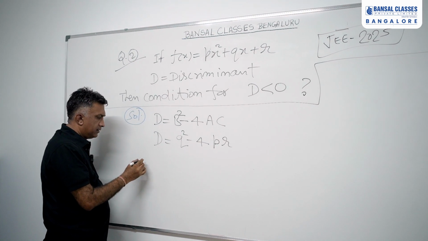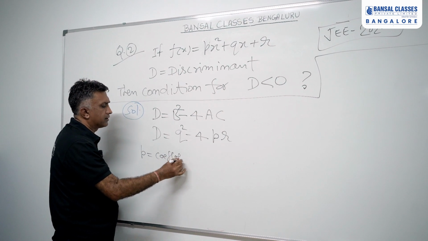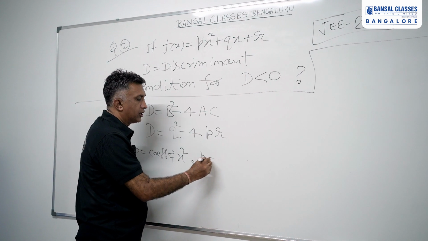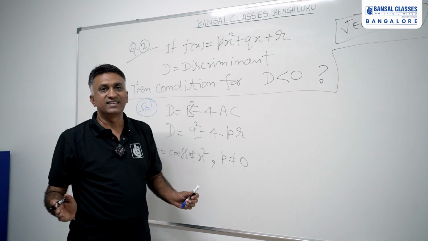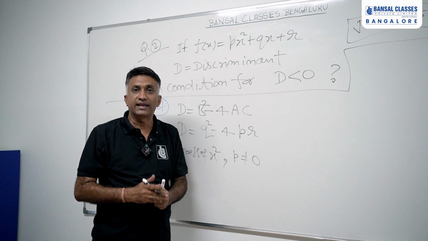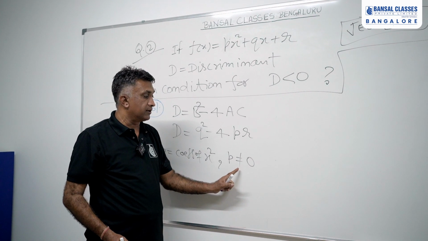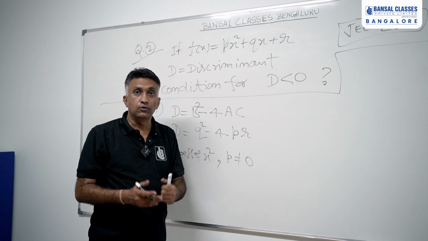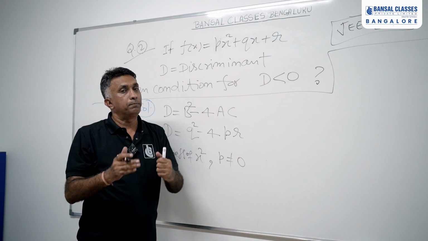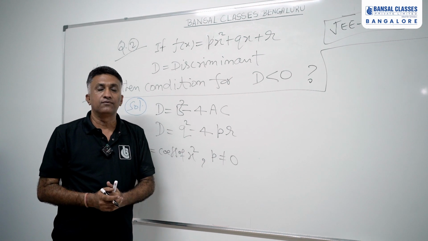Now here p is the coefficient of x square. We know very well p cannot be 0. P is a real number, and real numbers are of three kinds. Either a real number can be negative or 0 or positive. But according to the question, p cannot be 0. So finally we have only two options. Either p can be negative or p can be positive. Now I will discuss the two cases one by one.